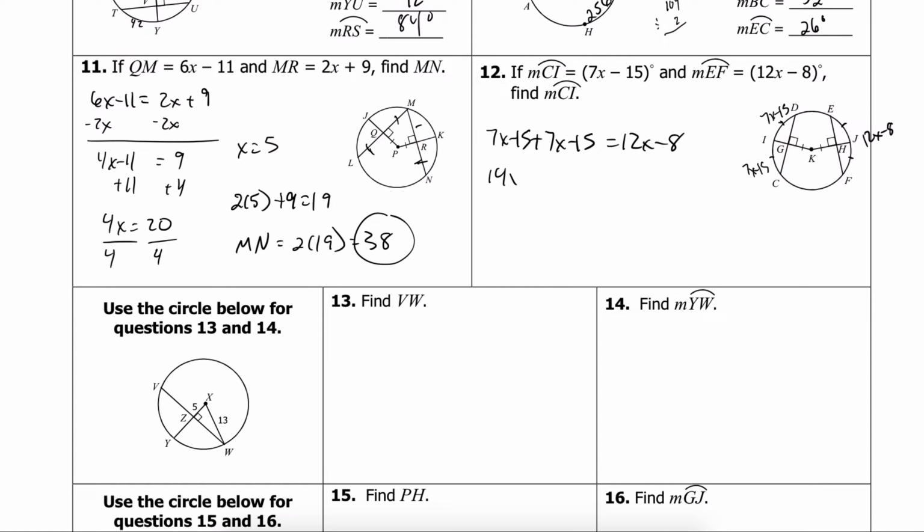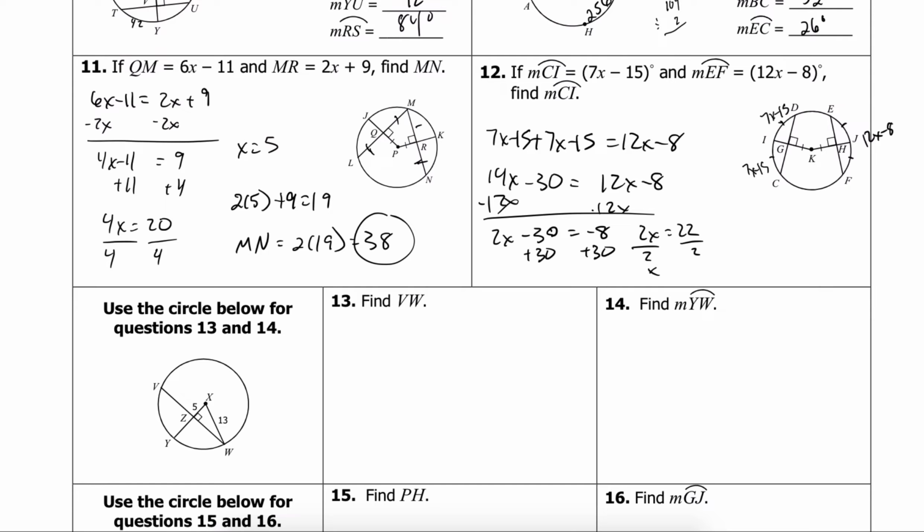So 7x minus 15 plus 7x minus 15 equals 12x minus 8. Okay, so 14x minus 30 equals 12x minus 8. And we'll solve that. You guys all know how to solve this. So x equals 11. All right, now we're going to find CI, so we're going to plug that back in. 7 times 11 is 77, minus 15. The measure of arc CI is 62. All right, good.